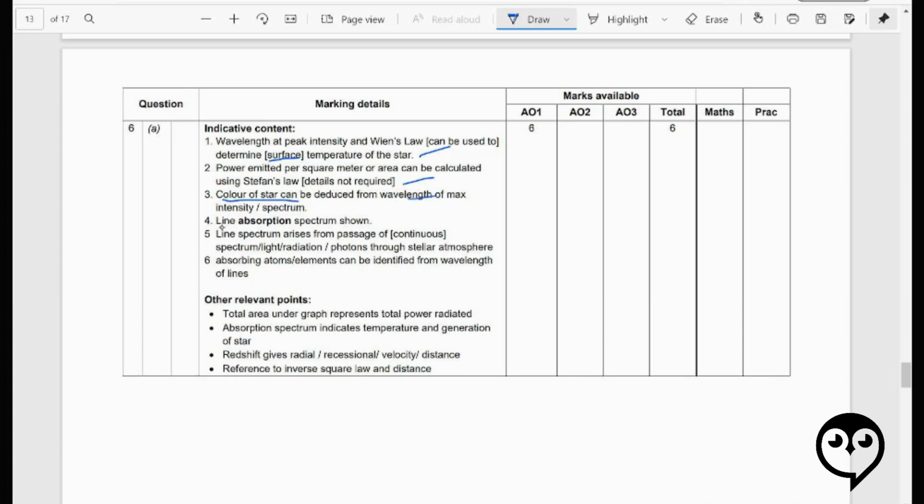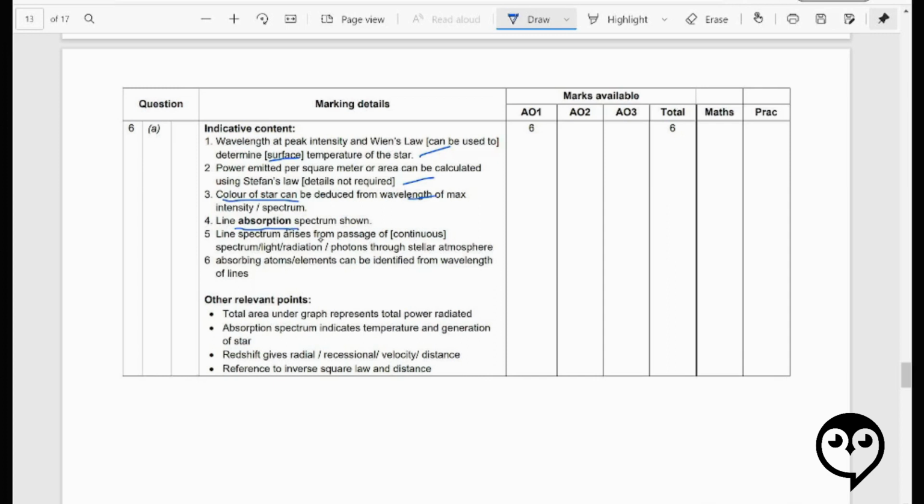The line absorption spectrum is shown. I didn't talk about whether it's emission or absorption. I just said it in general, but you could say, I see an absorption spectrum, and you get a mark for that. Some exam boards will be picky about this.